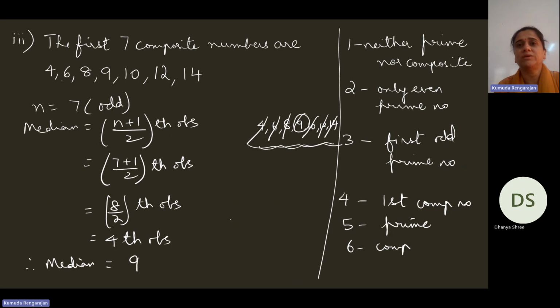Why mean? Because what is mean? When you add and divide by the number of observations, that's a mean, right? See how many observations in the middle? 2. You're finding their sum, adding the two values and dividing by 2. So that's how we find the mean, right? If there are two values, you'll add the two values, the sum of the observations, and divide by 2.